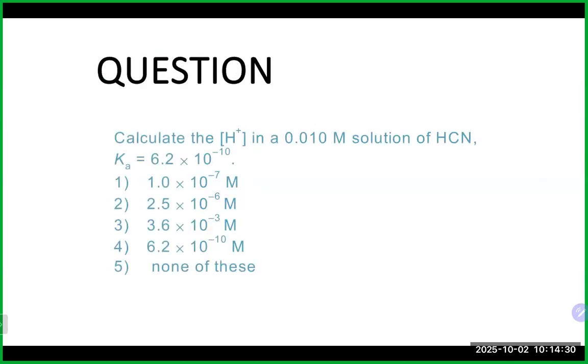All right, give this one a go. What is the H plus concentration, and we'll also do the pH as well, of a 0.01 molar HCN solution, Ka 6.2 times 10 to the minus 10.